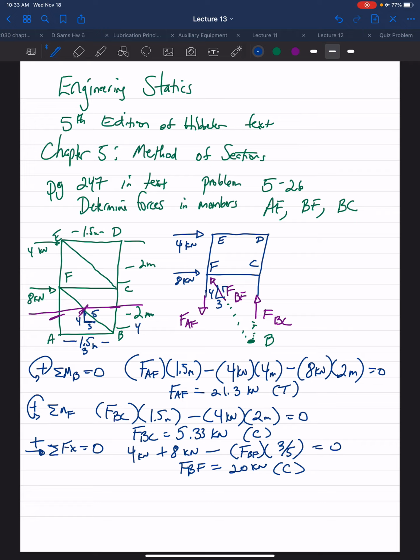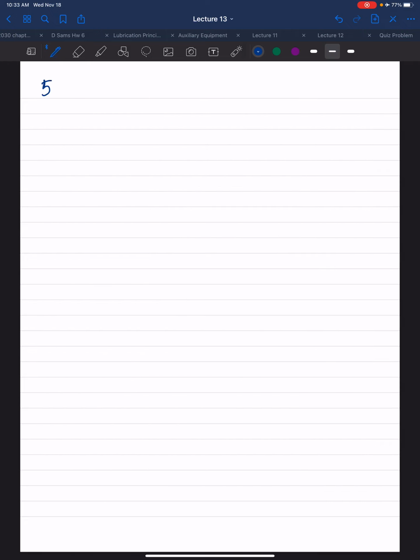Let's take a look at another problem. 5-31, page 247 in the text. Here, once again, with method of sections, they want you to find the force in members FE, EB, and BC. So let's draw a diagram.